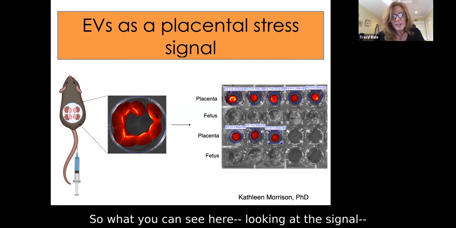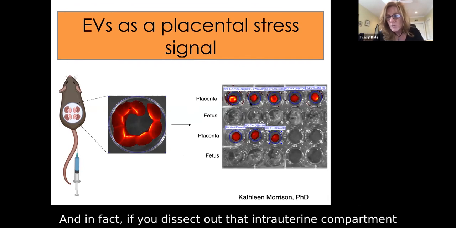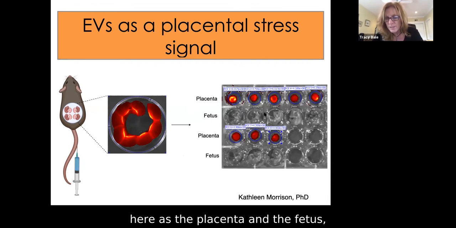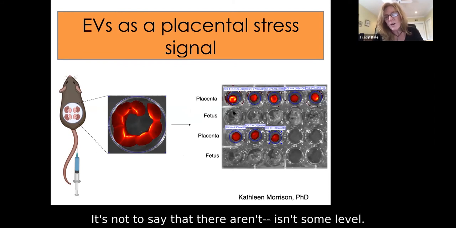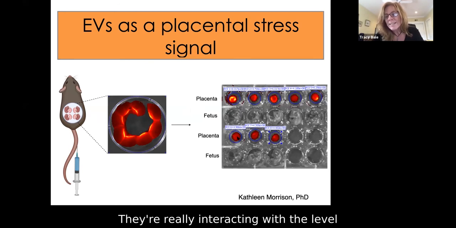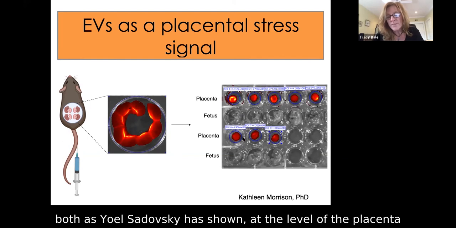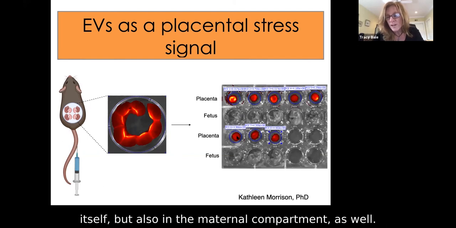So what you can see here, looking at the signal, that they're really only aligning with where the placenta is. And in fact, if you dissect out that intrauterine compartment here as the placenta and the fetus, we don't see any signal making it into that fetal compartment 24 hours after that injection has happened. So it's not to say that they can't get in. It's not to say that there isn't some level. We're just not detecting a robust level here. They're really interacting at the level of the trophoblast placental cells itself. But that too is important for understanding its interaction, both as Joel Sadowski has shown at the level of the placenta itself, but also in the maternal compartment as well.